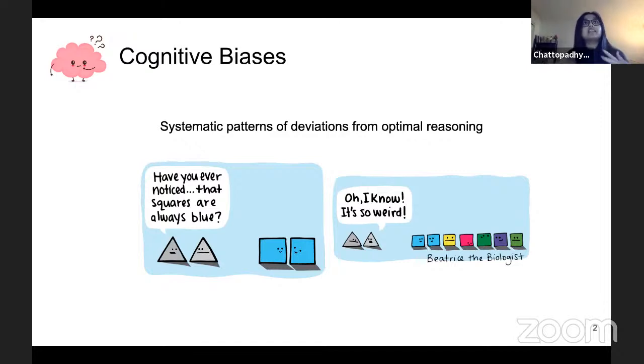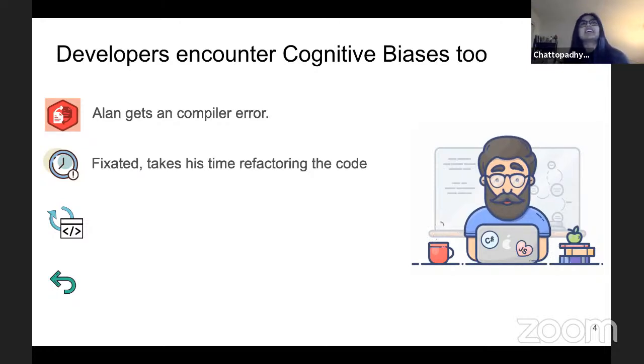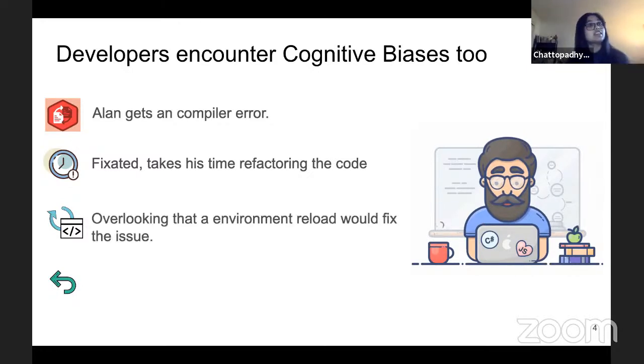that is not around in their surroundings. These biases are embedded in our brain, and it is a way for humans to find solutions quickly in a complex world. And developers are humans too, so developers also encounter these biases. For example, let's take Alan. Alan gets a compiler error, and he hypothesizes that it's due to how the functions are defined. While changing the function definitions, he gets fixated and takes his time refactoring the entire code. He gets so fixated that he overlooks that his environment is outdated, and a simple reload would have fixed the issue. Now he has to go back and reverse some of the changes that he had already made.